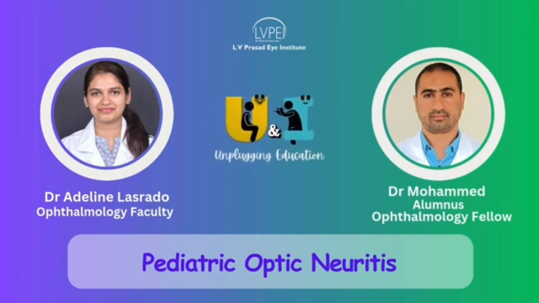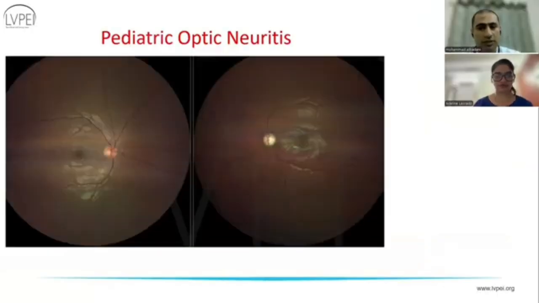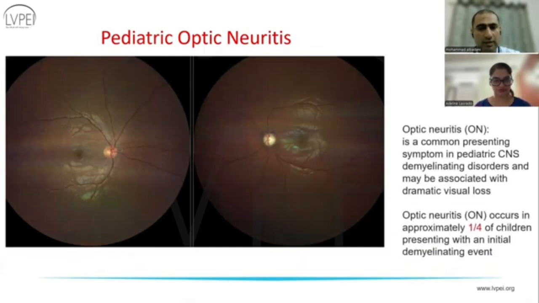First of all, I would like to give a brief introduction. Optic neuritis is an important inflammatory condition of the optic nerve that causes visual impairment and may herald demyelinating disease. Monophasic optic neuritis is a single attack of unilateral or bilateral optic neuritis without evidence of other CNS involvement.